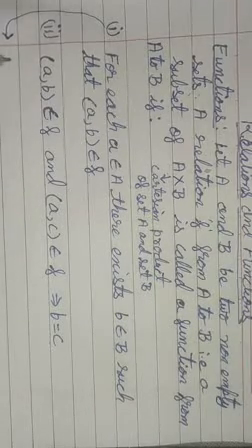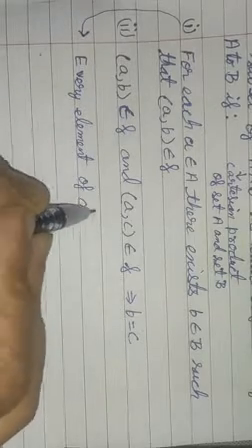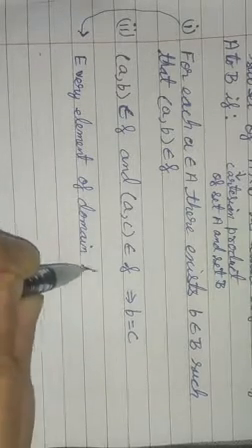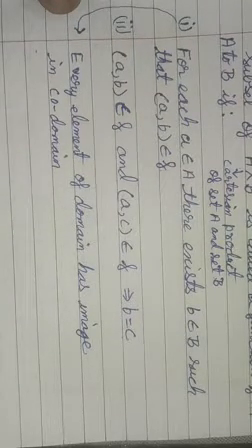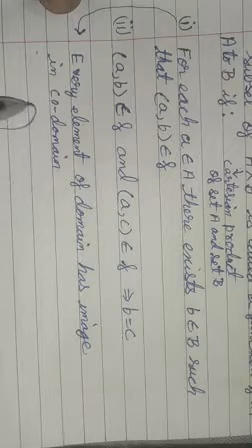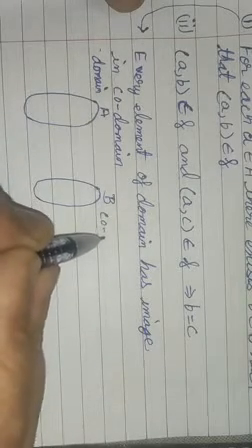This means that every element of domain has an image in codomain. Now, every element of domain should have an image in codomain. That means I am taking two sets. This is set A and this is set B. Now set A is the set of domain and the set B is the set of codomain.